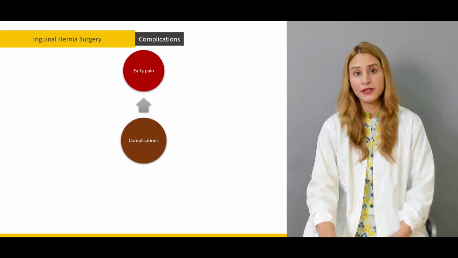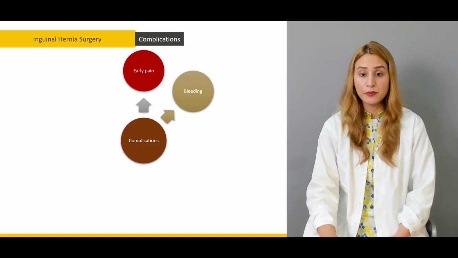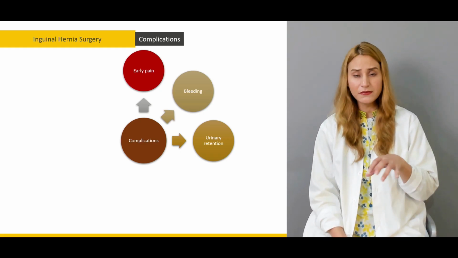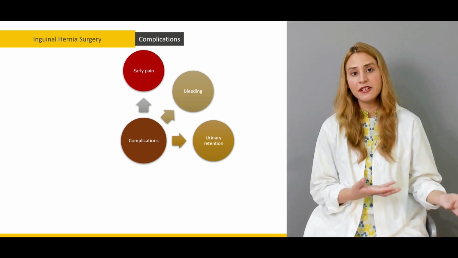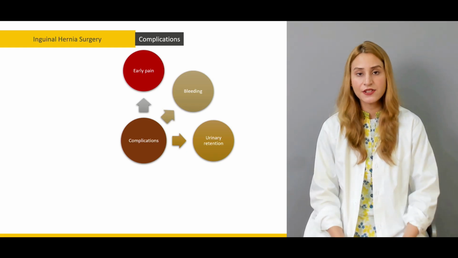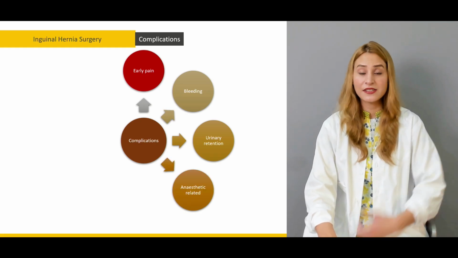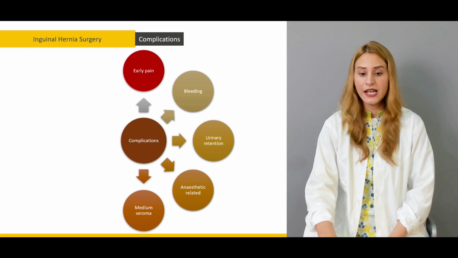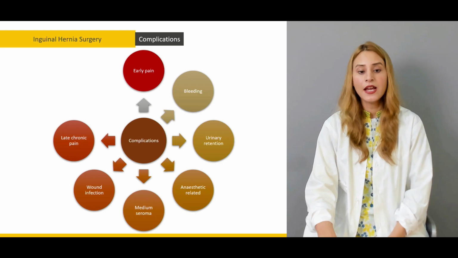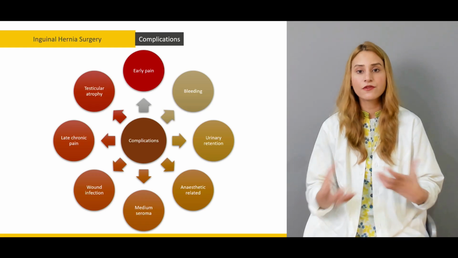So there can be different complications of inguinal hernia surgery. There can be early pain, there can be bleeding as well, there can be urinary retention, because sometimes the medial side of the hernia is the urinary bladder. So because of irritation to the bladder or injury to it, there can be urinary retention. There can be anesthesia related complications, seroma formation, wound infection, late chronic pain, and testicular atrophy. So you have to look for all these complications.